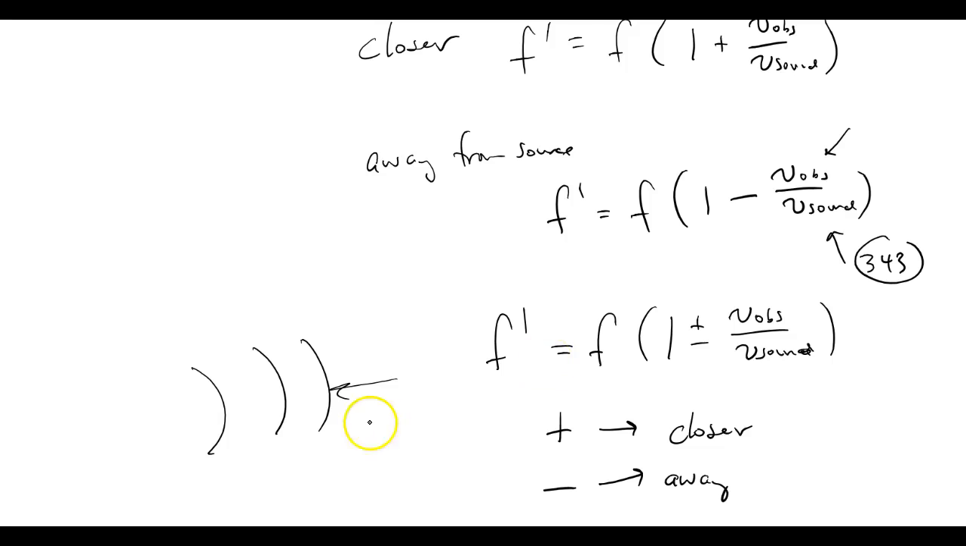All right? If I'm moving away from them, then by the time they get to me, I'm not perceiving them as rapidly. And so I want the perceived frequency to be lower than what I hear. And so that's why I have the minus sign. So that's the key idea.